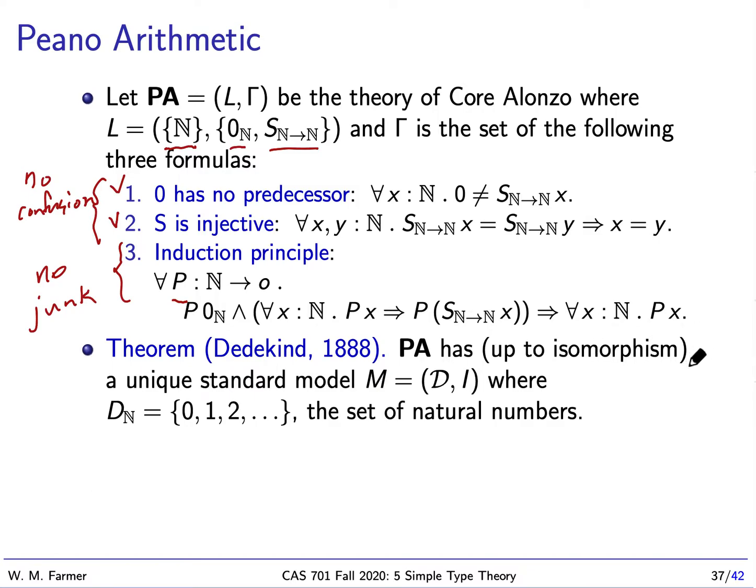Up to isomorphism means every model has the same structure, but we may name the components differently. So it has a unique standard model where in the frame, the domain for n is the set of natural numbers. Basically, this simple little theory has just one standard model. It actually has many general models, but it's only one standard model, and that's the normal model of the natural numbers. So this kind of theory is said to be categorical.